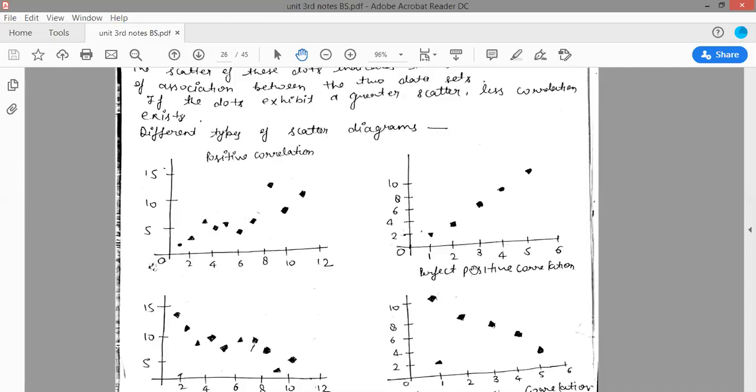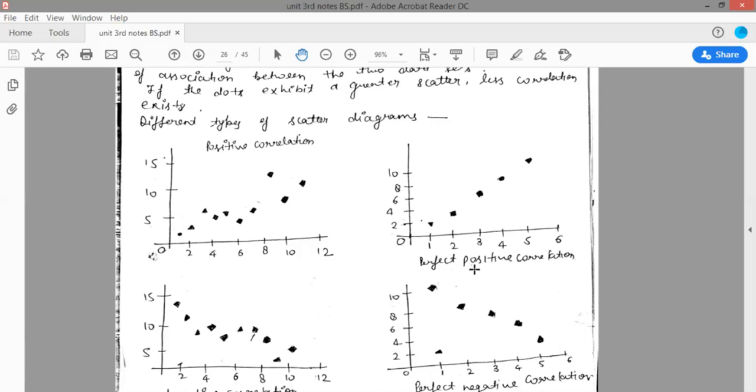So now different types of scatter diagram. First one, positive correlation. We are showing the positive correlation by the graph. So how will we decide whether this is positive correlation or not? Just look at here. This is your x-axis, this is your y-axis, and points are 2, 4, 6, 8, 12, and on the y-axis 5, 10, 50. So there are points, plotted points are here.